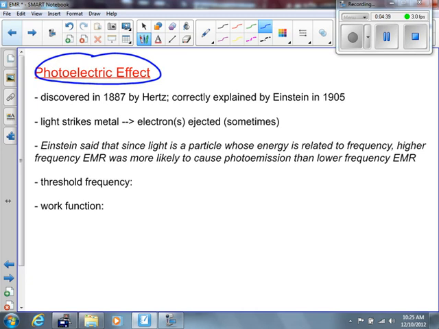Here's the thing, though. It was discovered in 1887 by Heinrich Hertz. Hertz tried to explain what was happening, but he couldn't. Nor could anyone else explain what was happening until 1905, when Einstein comes along.